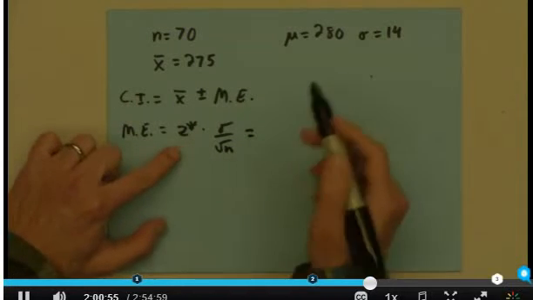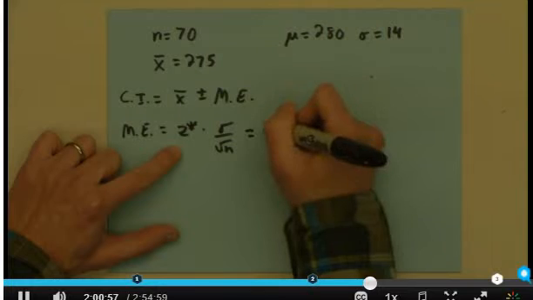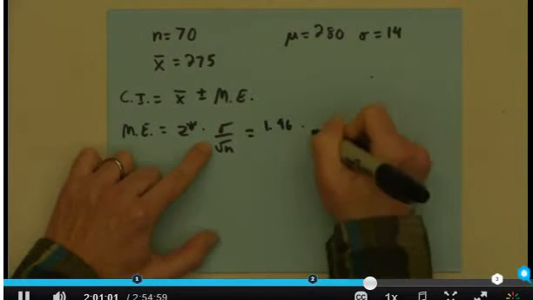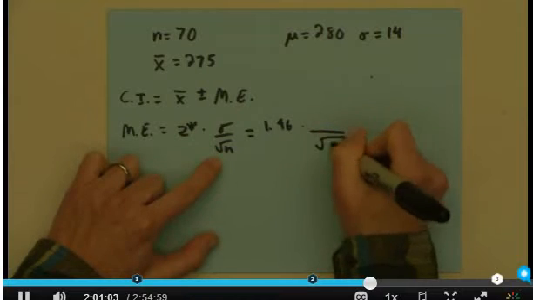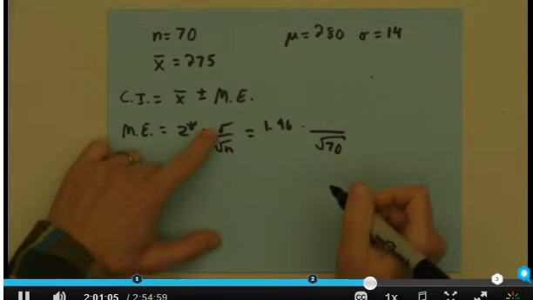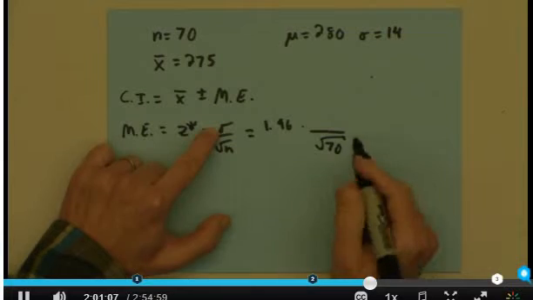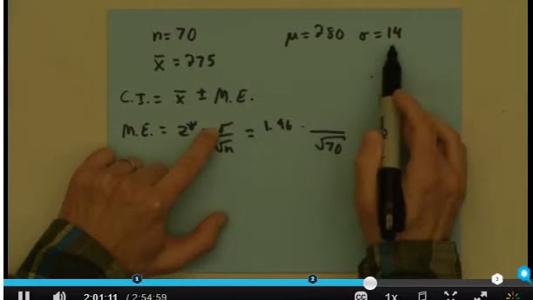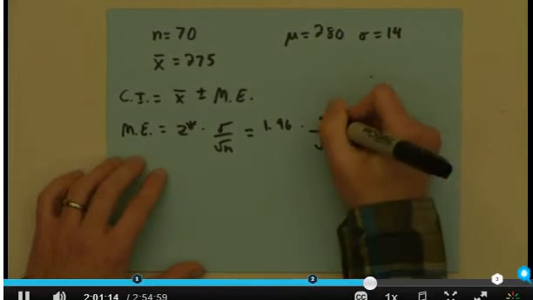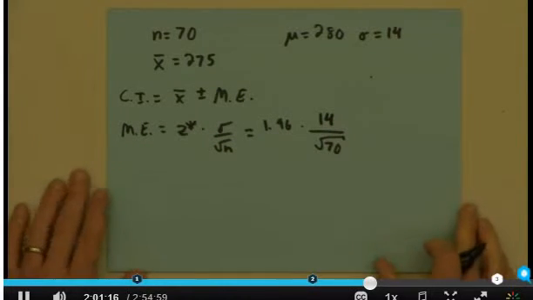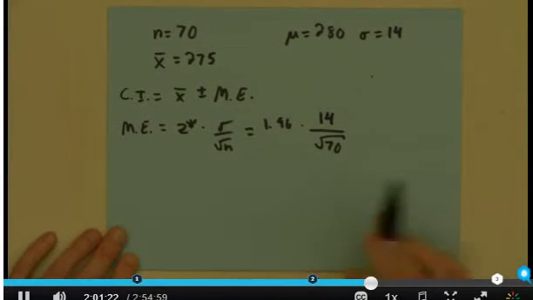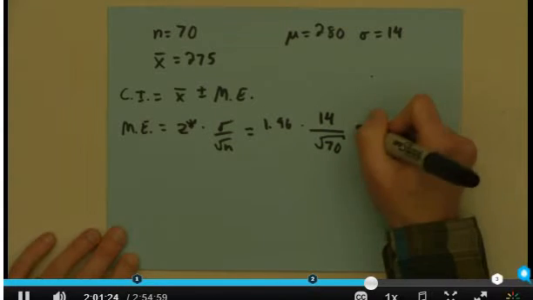So what's my critical score? If I want 95%, 1.96. My n is 70. And my sigma, I don't know what the sigma is for the hospital, but I'm going to use the sigma from the population as a whole as the best estimate I have for that. So I'll use sigma equals 14. And then I can compute this as a margin of error.